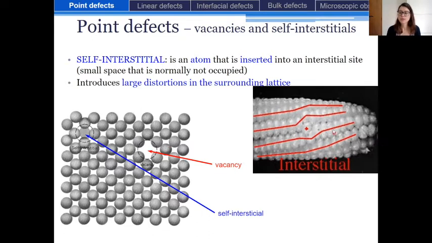So if you have a look at this microscopy, you can see all the atoms that are organized in this crystal lattice. And here on this specific site, there is this self-interstitial atom. And this self-interstitial atom causes distortion right here of the arrangement of the atoms.